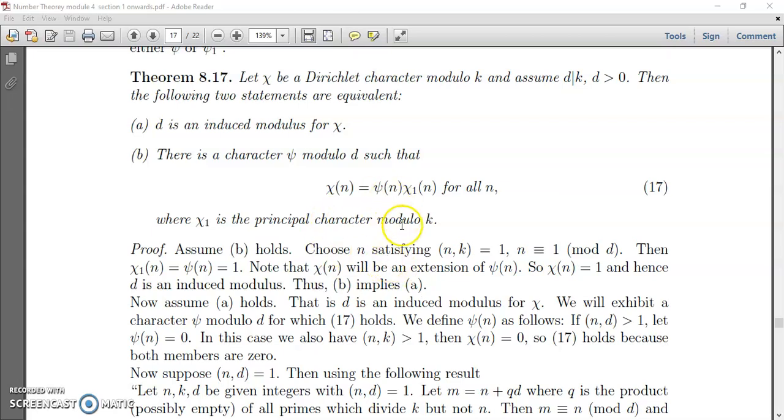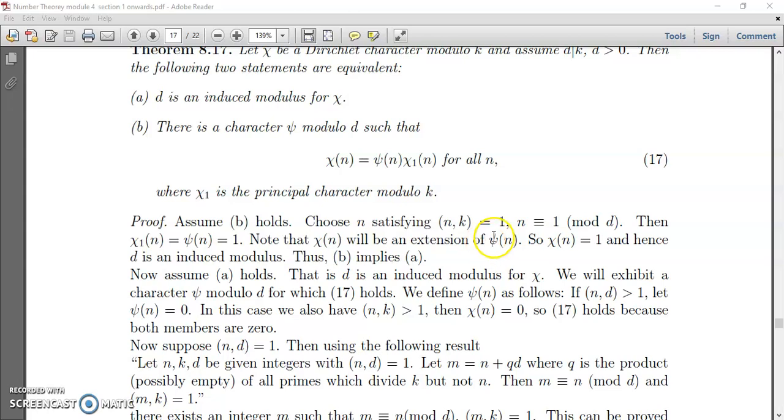Now we have to prove the converse part. That is, if D is an induced modulus for chi, we have to prove this condition. For proving this part, we will prove it in 3 parts. That is, we will be taking one case where GCD of n and D is greater than 1, then GCD of n and D is equal to 1, and GCD of n and D is less than 1. That is the 3 parts in which we are going to prove.